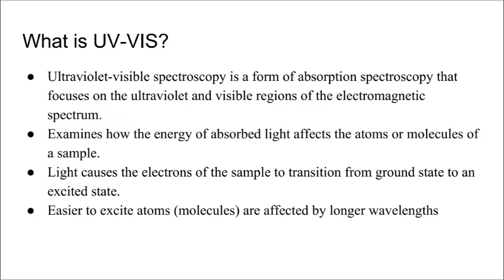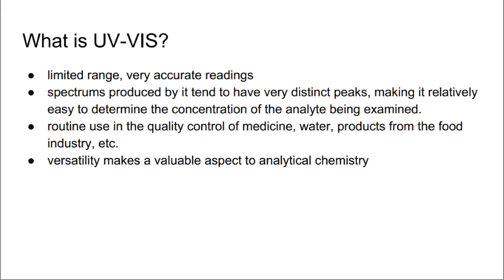As the name suggests, it is a type of spectroscopy that focuses on the ultraviolet and visible regions of the electromagnetic spectrum. It uses this type of light to determine the abundance of a molecule within a sample, but it can only determine the concentration of one molecule at a time. This limitation, however, is counteracted by the fact that this form of spectroscopy is rather easy to use and it produces very accurate results. So much so that it is routinely used in the quality control of medicine, water, and products of the food industry.